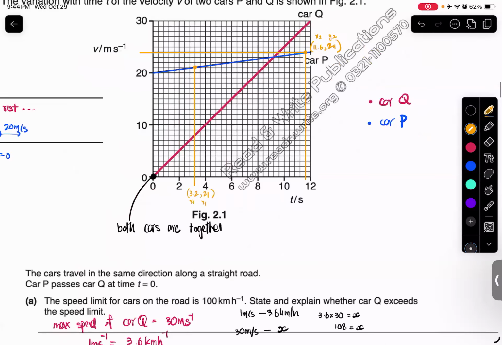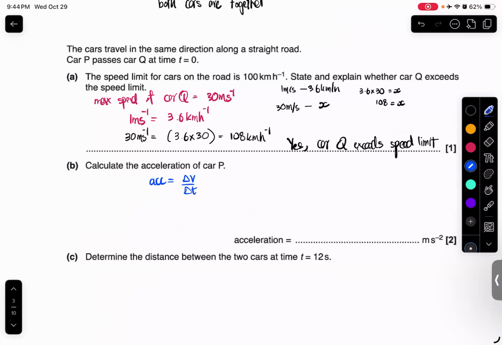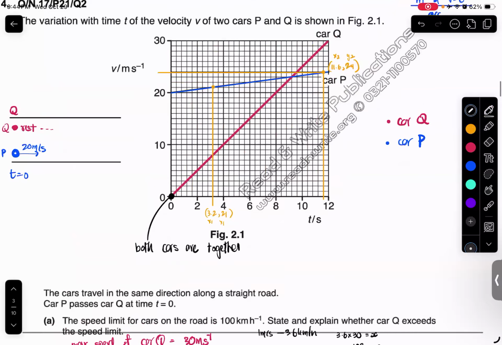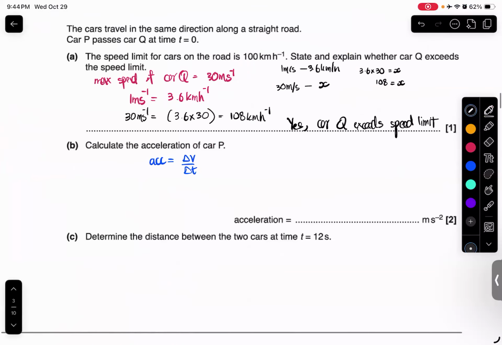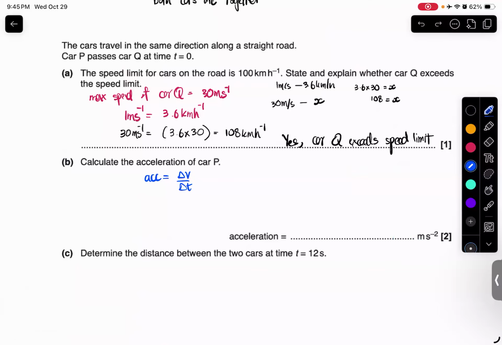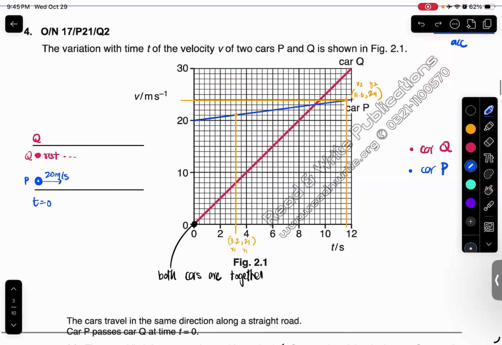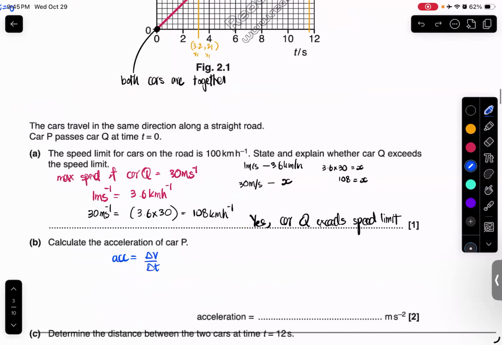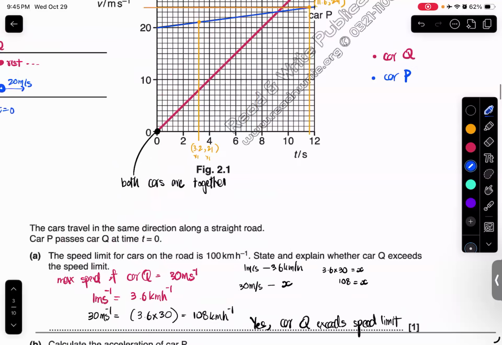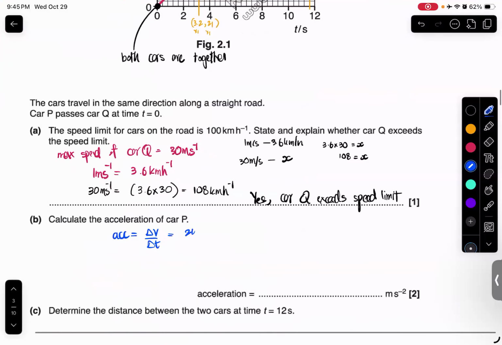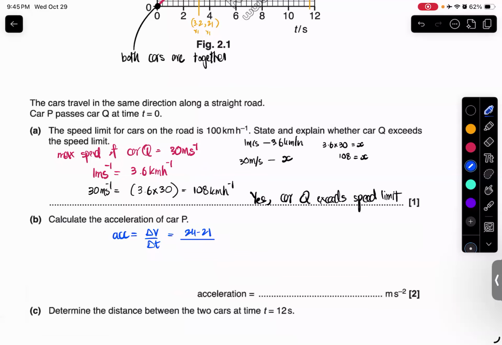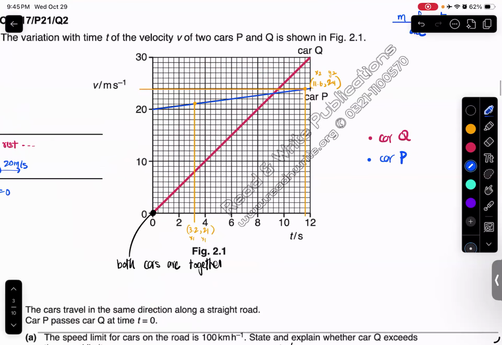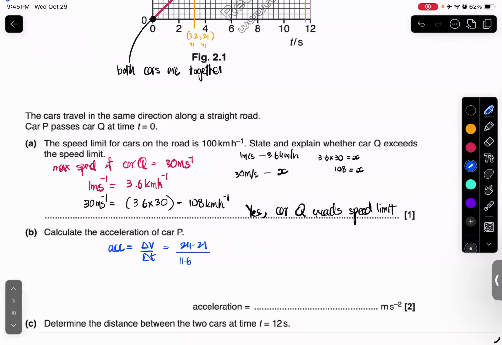Okay. So now, if you want to calculate the acceleration, you could do one other thing as well. You have to show the gradient. You will not get 2 marks if you do not show that you calculated the acceleration off of the slope. So car P, y2 minus y1 over x2 minus x1. So what was y2? That was 24 minus 21. And what was the change in time? That was 11.6 minus 3.2.